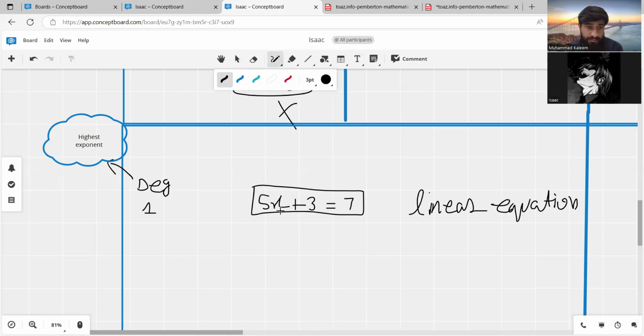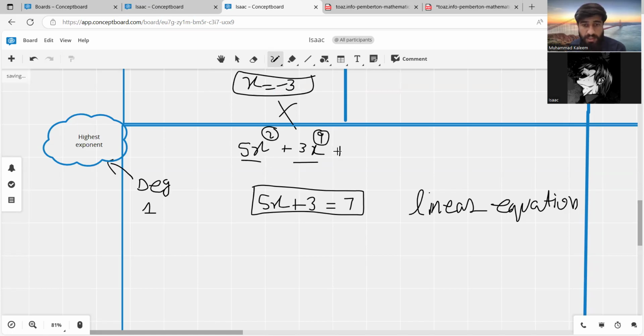What is an exponent? You know about the exponent? Like if I have 5x squared, this uppercase thing is the exponent, plus 3x, plus 9. We have three terms in this expression. Let's suppose I'm adding 7 is equal to 0. This is a constant term. In this one, we don't have a variable. The term in which we don't have a variable is known as a constant.